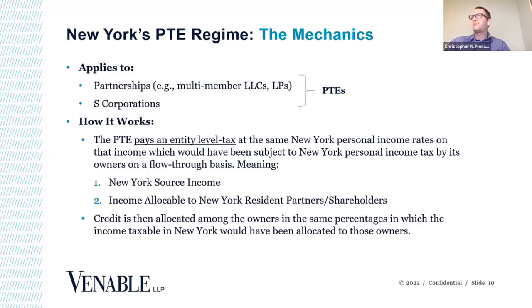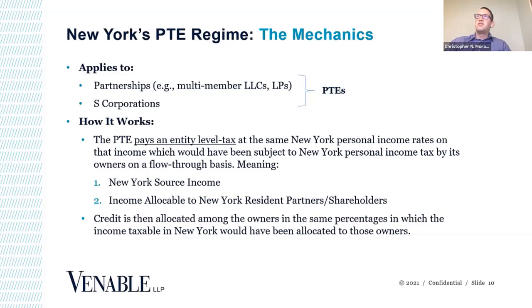So what does that mean? It means that New York source income is subject to the pass-through entity tax. So that could be a mom and pop restaurant operating in New York State. It's going to be all New York source income. It could be a limited liability company with out-of-state owners that sells goods into New York. That could well be New York source income. A company providing consulting services to people located in New York State, that could all be New York source income. And then also income allocable to New York resident partners and shareholders.